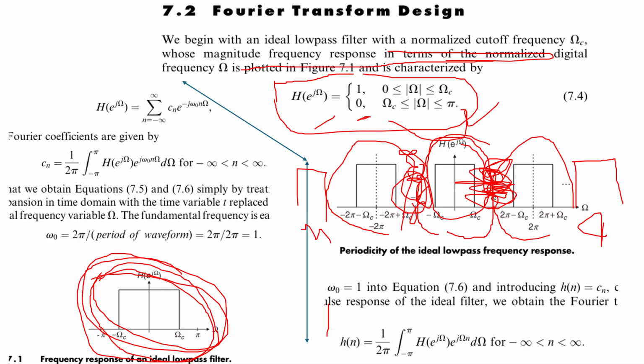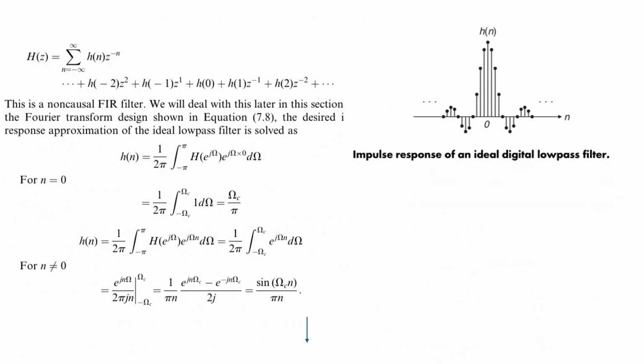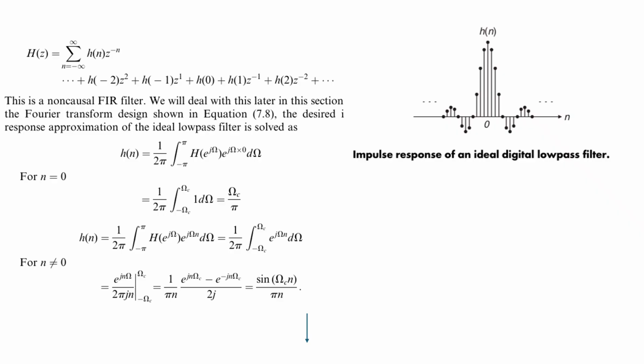So here now further you can write h[n] equal to 1 by 2 pi, from minus pi to pi, H(e^jω) e^jωn dω, so that is the inverse Fourier transform, right? Further here, the constant you can write like this. Okay, so now we are actually going to find the final value of your characteristic function for your FIR filter.